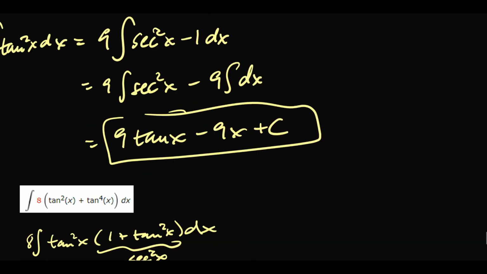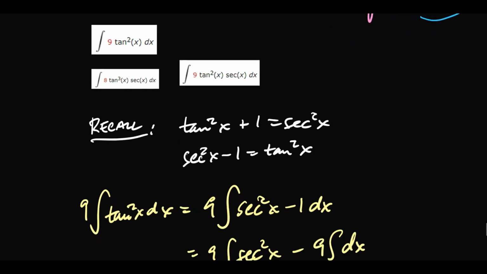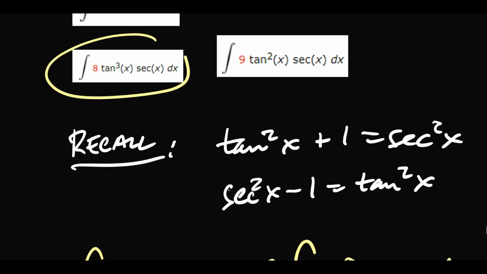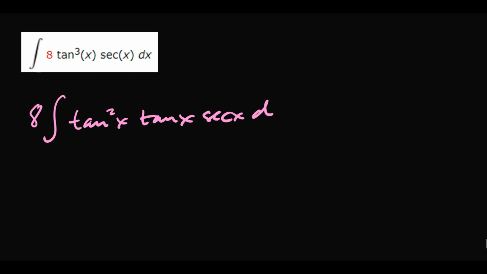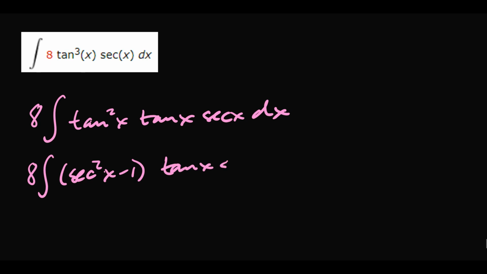Now if you look at the next one up here, let's try this one. These are kind of tricky. They're not always obvious how to do them. Pull out the 8, of course. You can make this tangent squared x, tangent x, secant x, dx. And then the tangent squared you can make into secant squared of x minus 1 from trig, times tangent secant.